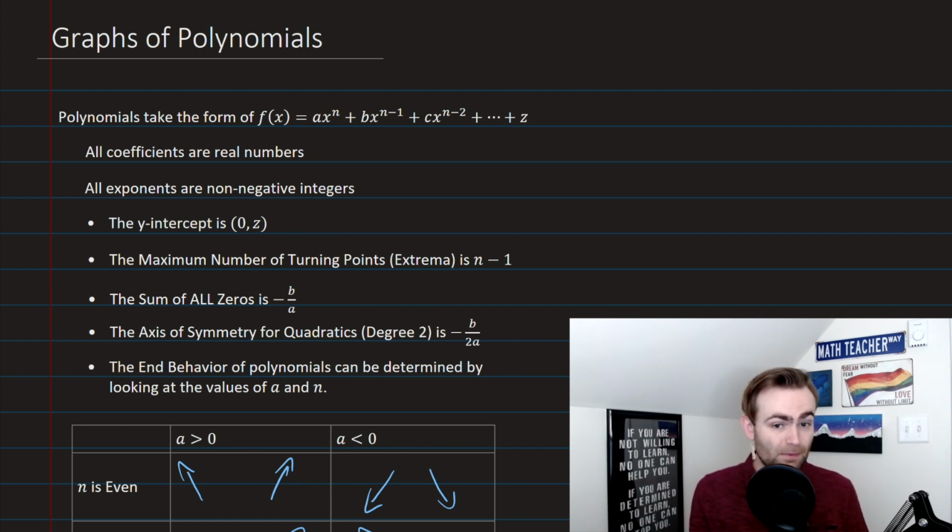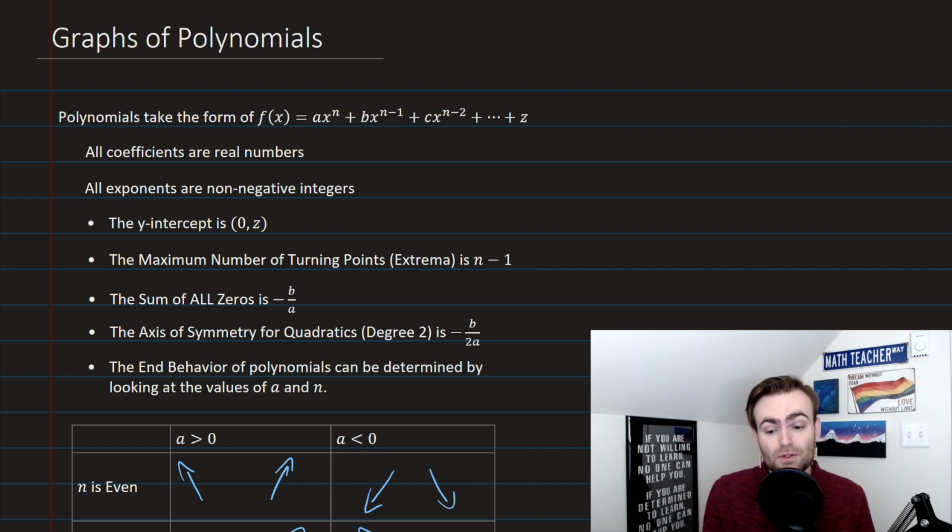We have some properties that are shared amongst all polynomials. First and foremost, the y-intercept is the constant term. Whatever the term that does not contain an x, that's your constant term, that's your y-intercept. That's where the graph is going to cross the y-axis.